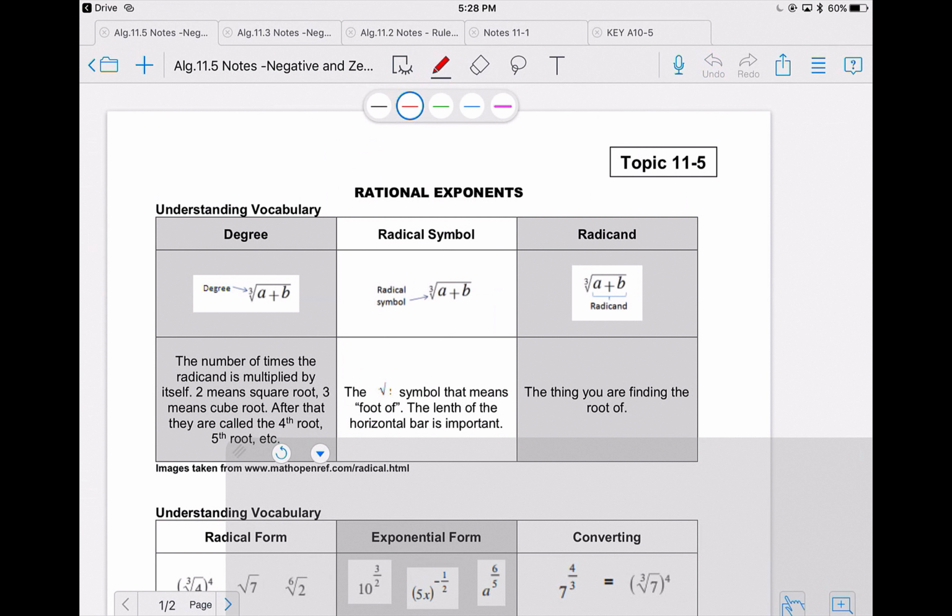The radical symbol is the square root symbol. We normally talk about square root. The length of the horizontal bar is important. How far it stretches is important. And then the radicand is the thing you are finding the square root of. So working our way from outside in: degree, radical symbol, radicand.